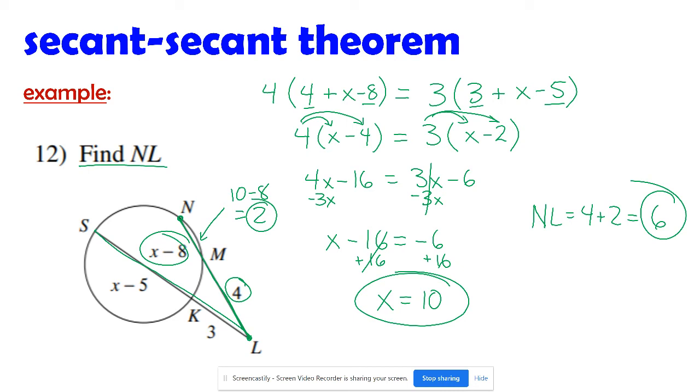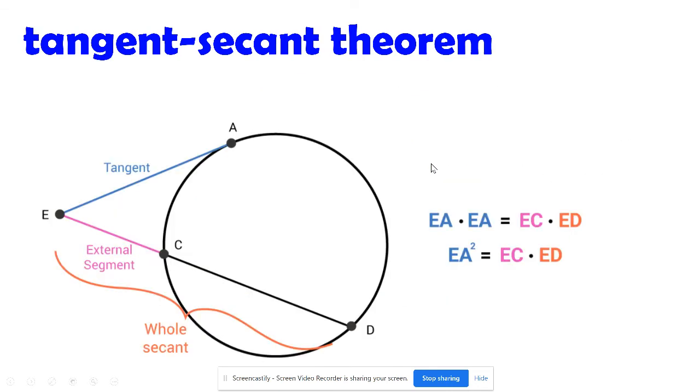One more rule. And the nice thing about this rule is it's very closely related to the one we just looked at, the secant-secant theorem. So this is the tangent-secant theorem. And so if you look at this diagram on the bottom from E to D, that's a secant just like what we were just doing. The thing that's different here is the line segment on top doesn't cross through the circle. It's a tangent. It hits the circle at one point.